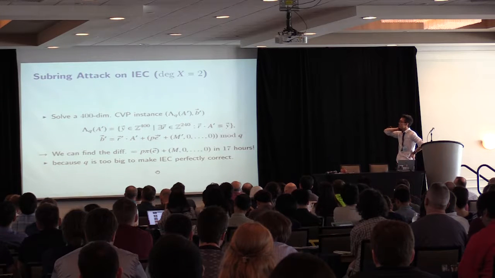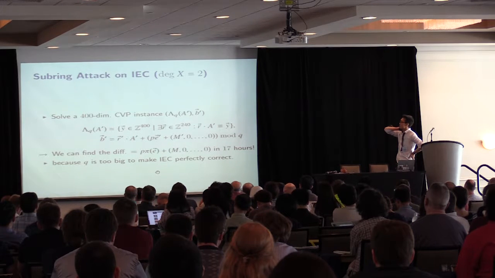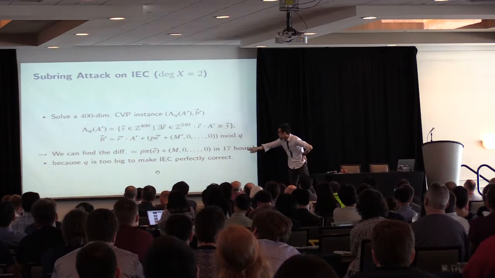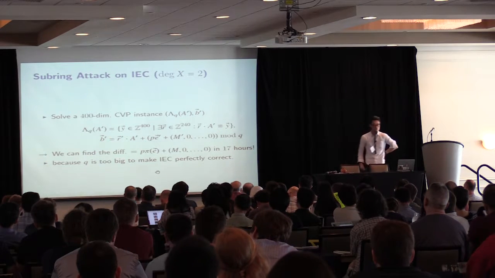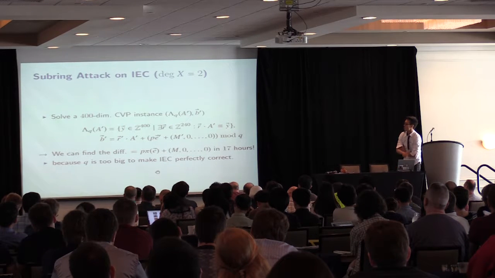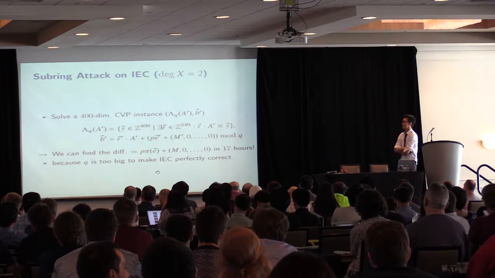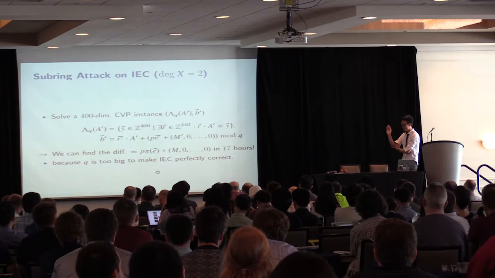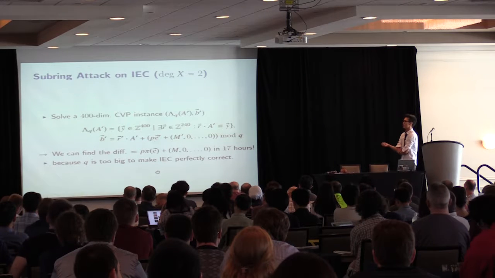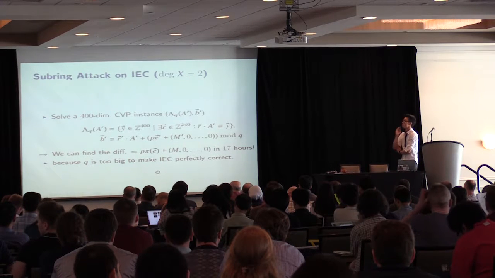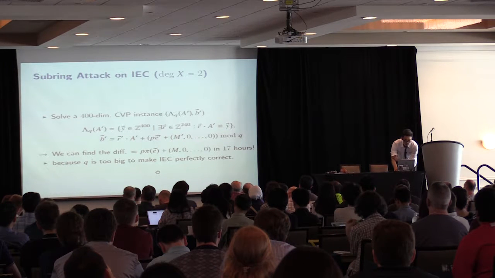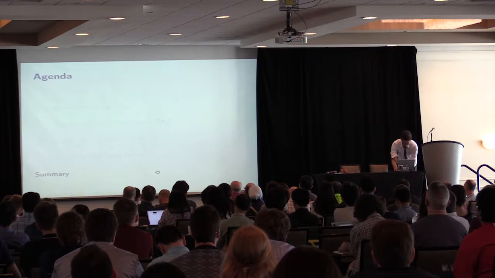It succeeds, but it takes about 70 hours to find the secret from the ciphertext. That's why I did not do that demonstration. But I mentioned that the reason this attack succeeds is because the modulus q is too big. So this is the subfield attack.